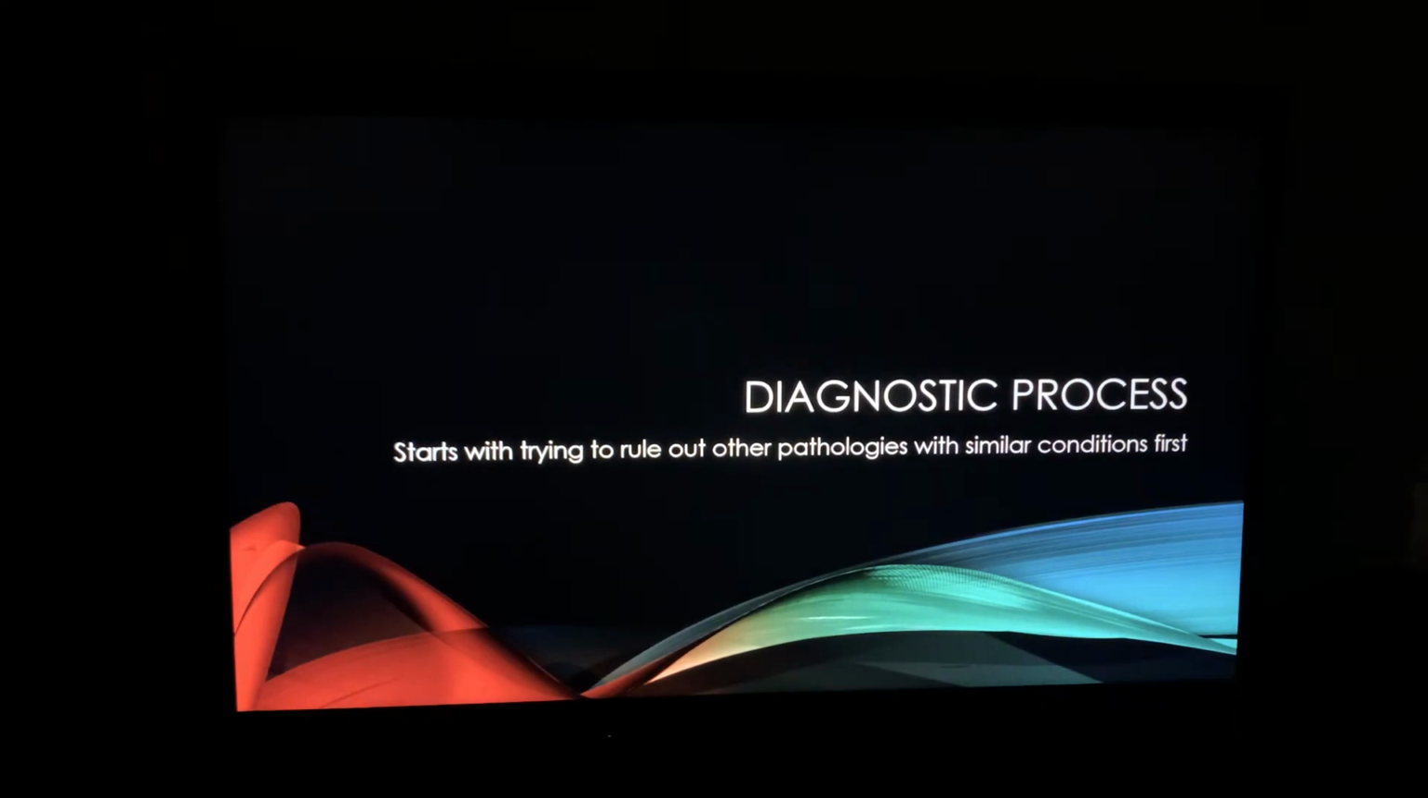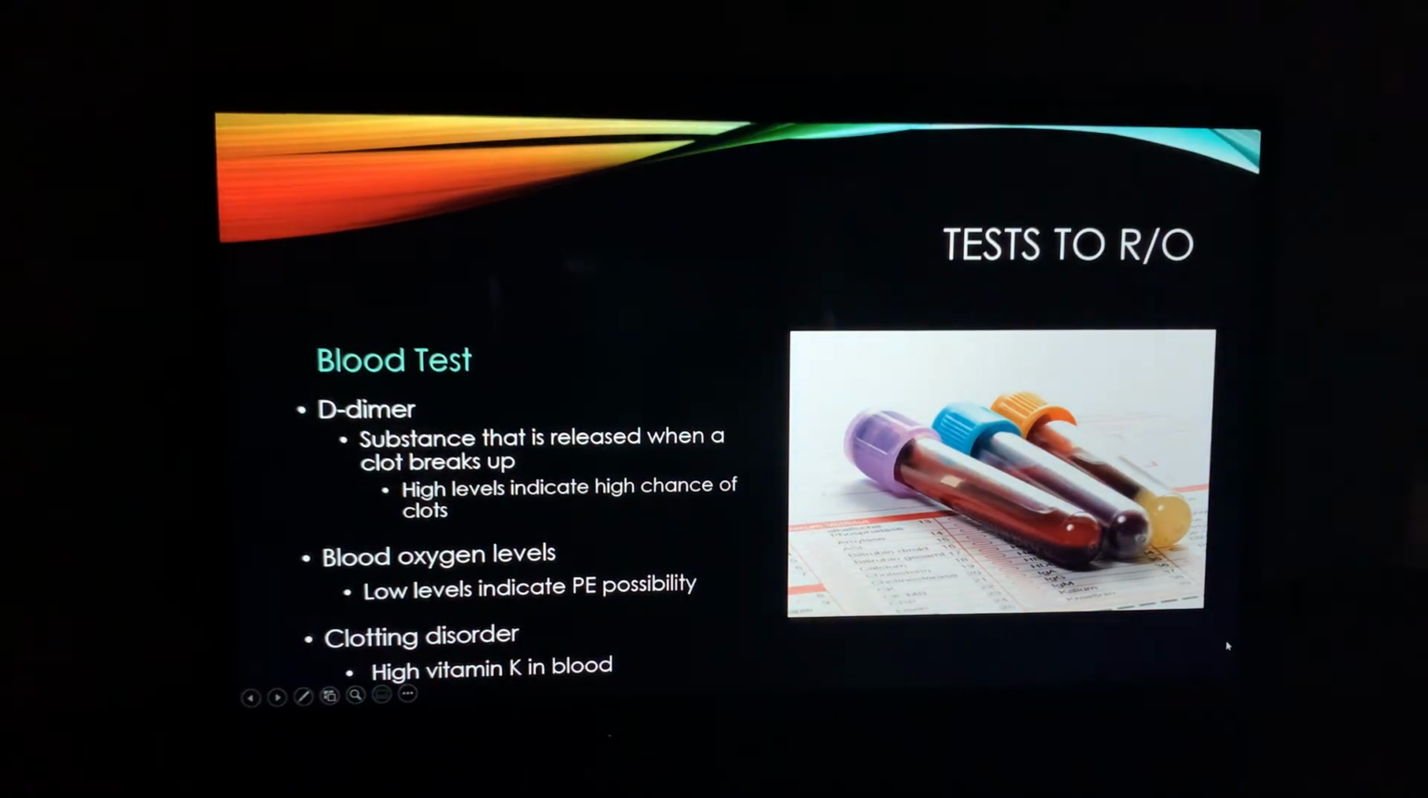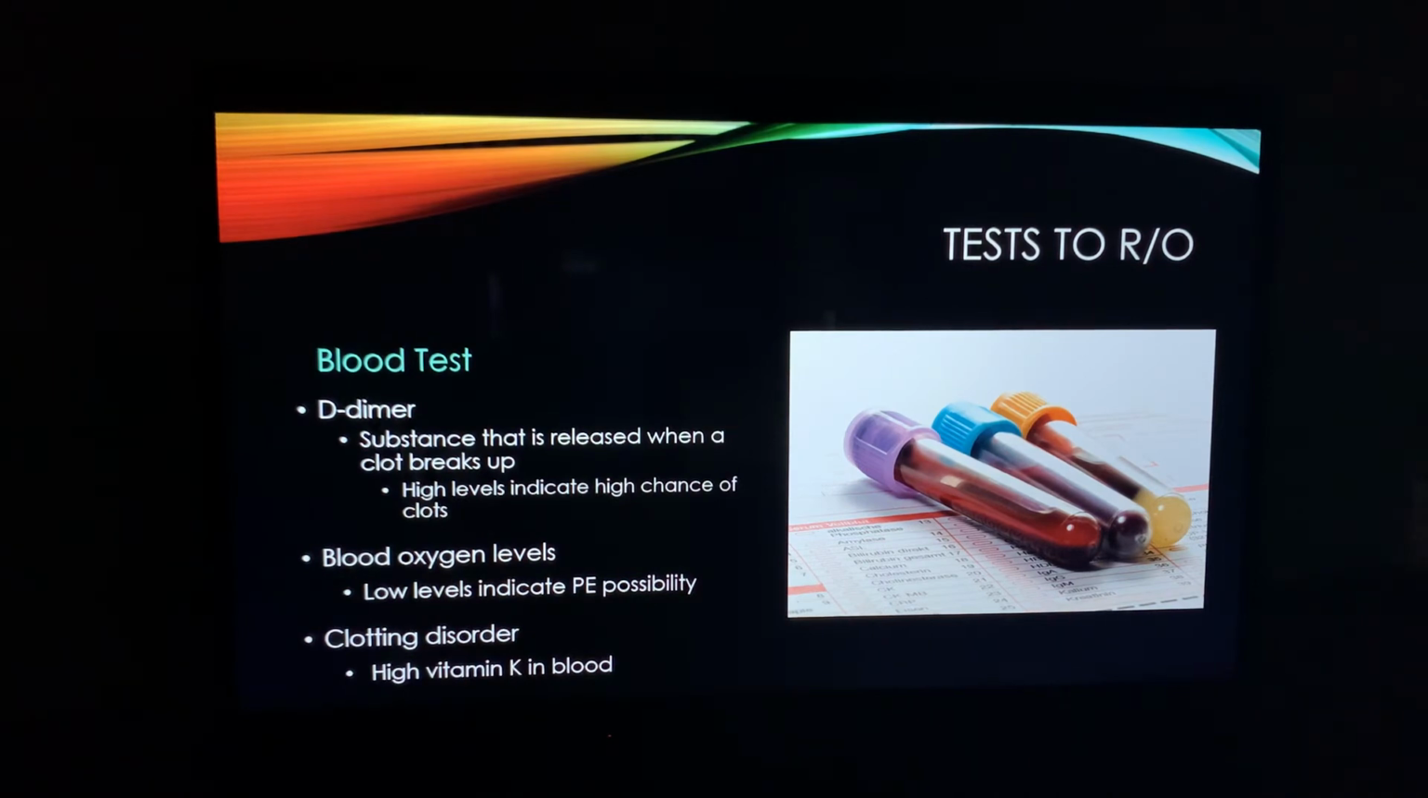The diagnostic process starts with trying to rule out other pathologies with similar conditions first. So these tests are used to rule out other pathologies. So blood tests: D-dimer is a substance that is released when the clot breaks up. High levels indicate high chance of clots. Blood oxygen levels: low levels indicate a possible PE. And a clotting disorder: high vitamin K in the blood makes the blood clot easier.